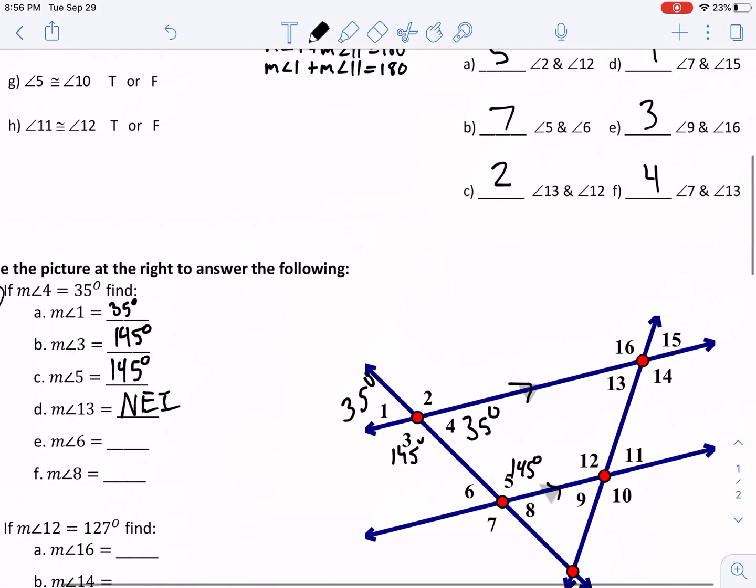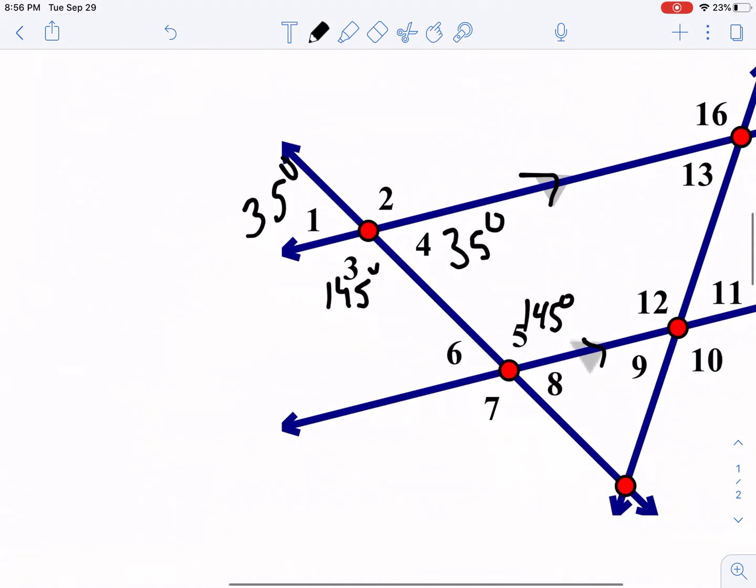Okay? Angle 6. Well, notice again, we have a linear pair situation. We have adjacent angles with angle 5 and angle 6, adjacent angles that form a linear pair. We know linear pairs are supplementary. So angle 5 plus angle 6 has to add to be 180, right? That means take 180 minus 145 and we get angle 6. Well, what's 180 minus 145?